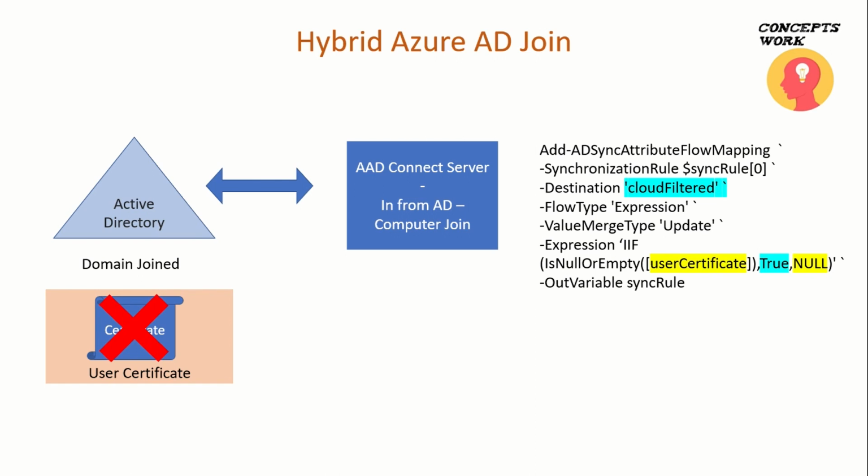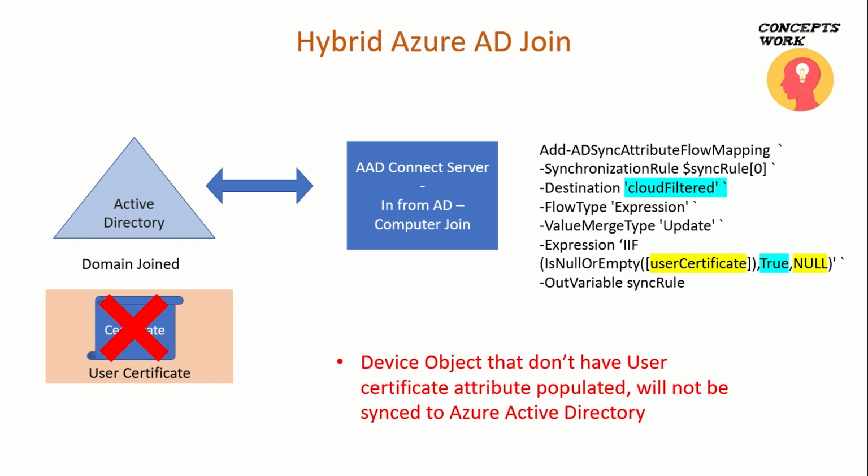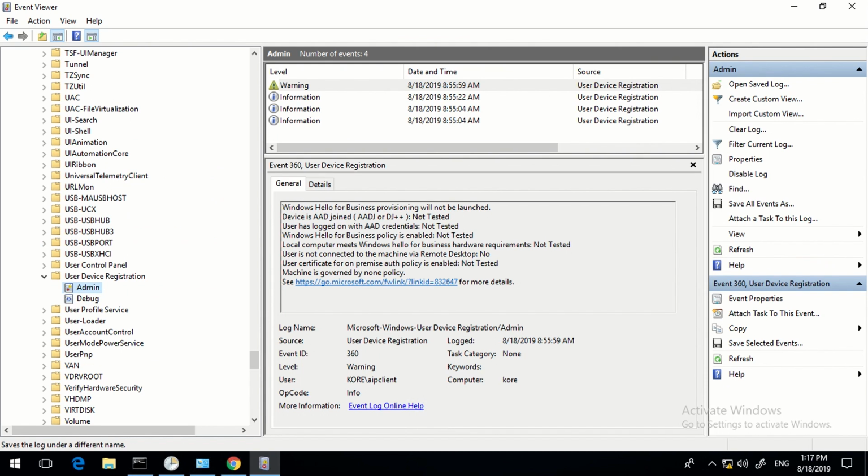Now, what does this mean? That device objects that don't have the user certificate attribute populated will not be synced to Azure Active Directory. As I said before, this is the first use case which I will be showing you guys. So for that, I'm going to switch to my client machine, which is as of now not connected to the internet.